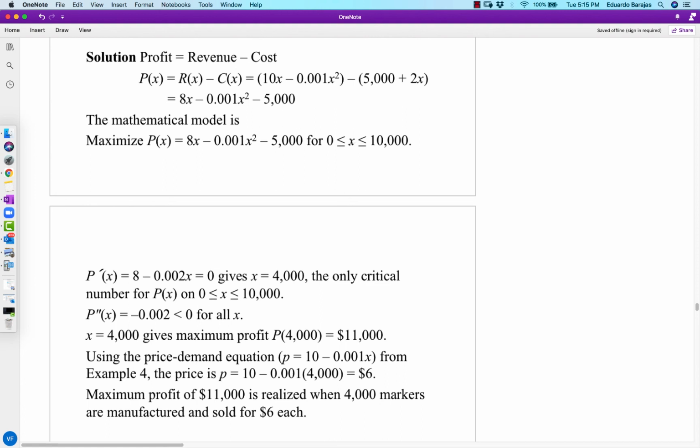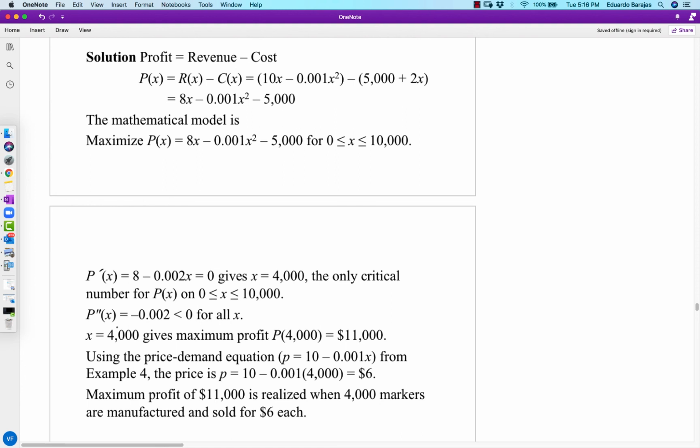And we have the same constraint for x. It must be greater than 0, less than 10,000. Okay, so we take a first derivative, we get this. Set it equal to 0, solve for x, we get 4,000. It is a value within our constraint for x, so it is a critical number. Now we take the next derivative, it equals a constant, so it doesn't matter what x is, the second derivative will always be negative, which means that the underlying function P of x is always concave down. Good. So x equals 4,000 gives a maximum profit.